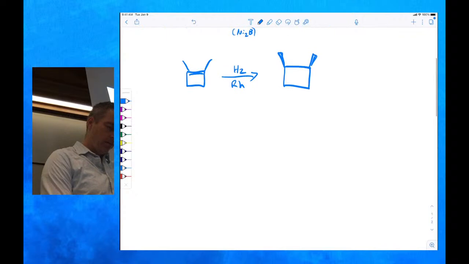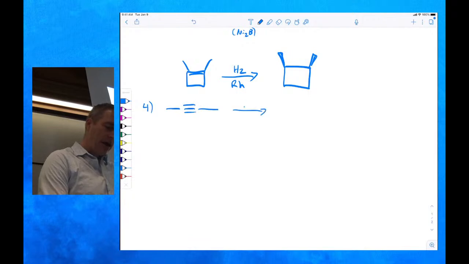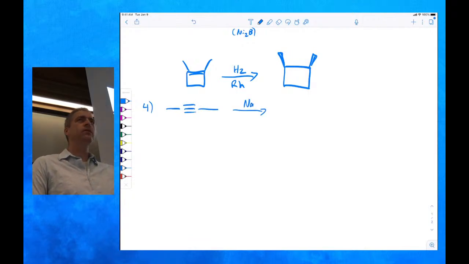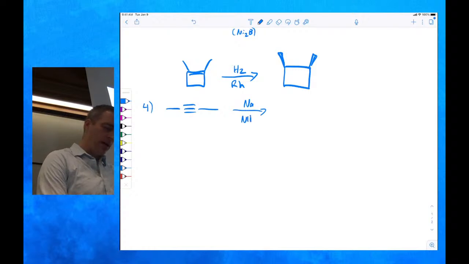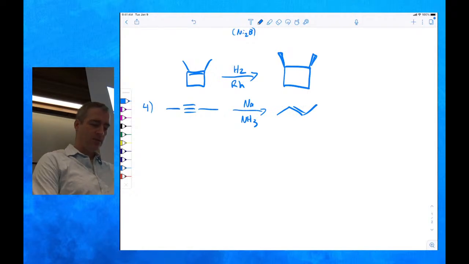The 4th one, which is the last variation, was for alkynes. And this was using what we call the sodium metal reduction, or dissolving metal reduction. And that's using sodium with ammonia. That takes it down to the alkene as well, but this one gives you the trans alkene.